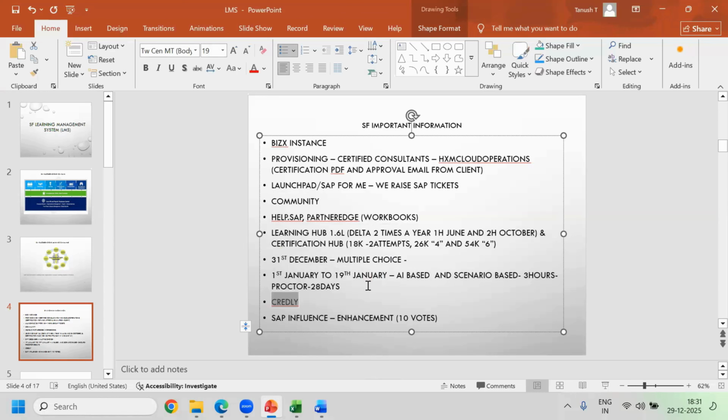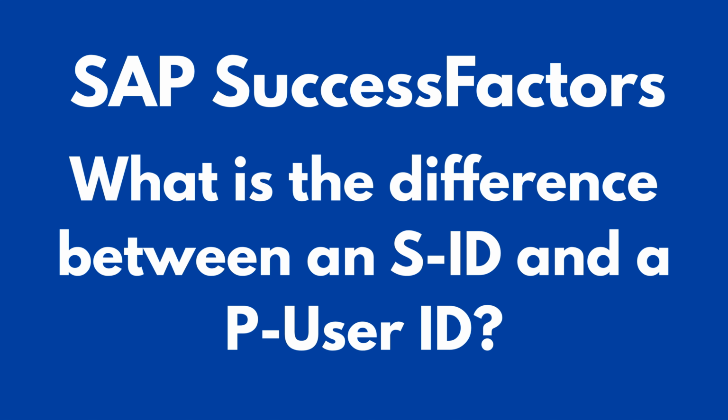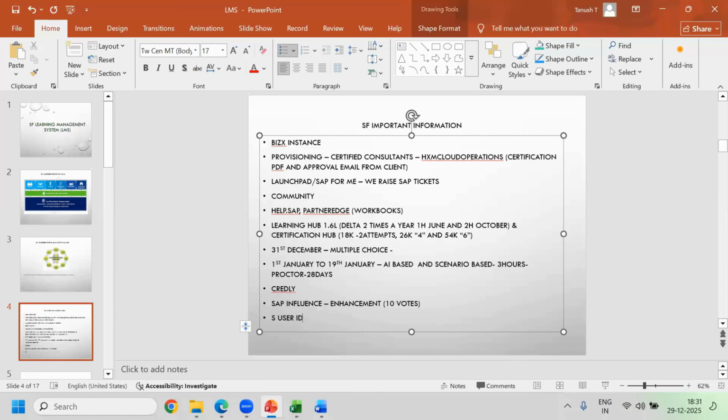So these are the things that you need for an SF consultant. The last and final one is S user ID and P user ID. So what is S user ID and P user ID?